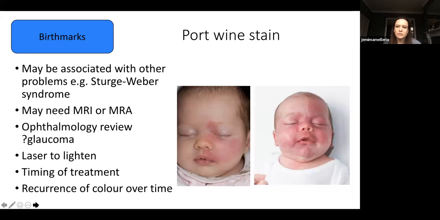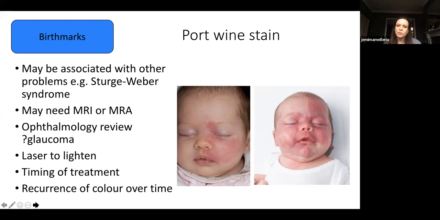Usually they're not of any significance other than a cosmetic appearance, but sometimes in certain situations you do need to think about whether there could be other associations. So Sturge-Weber syndrome is where you can get intracranial collections of blood vessels as well, which can cause problems, for example, with epilepsy or learning disorders. And in that kind of situation, you might want to do some imaging with an MRI scan or an MR angiogram. And very importantly, when you've got a port wine stain around the eye area, get ophthalmology review, because there is a risk of glaucoma.